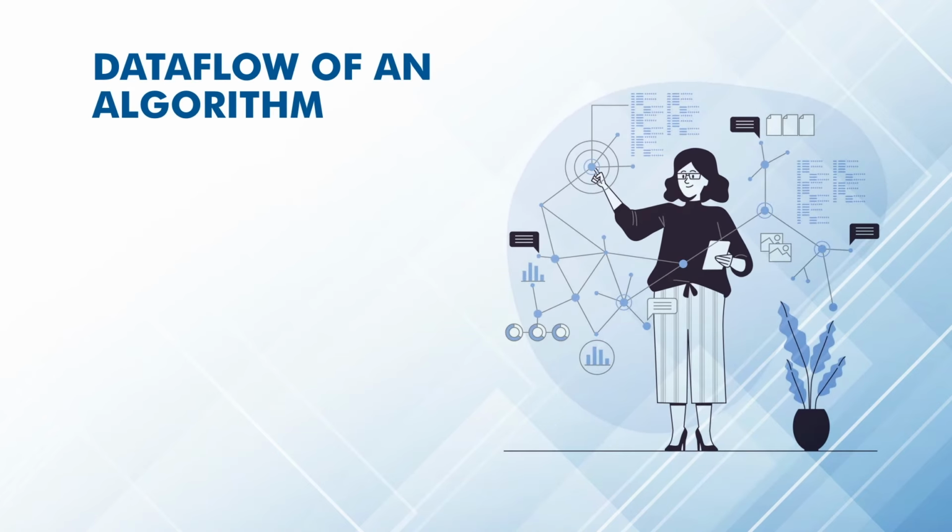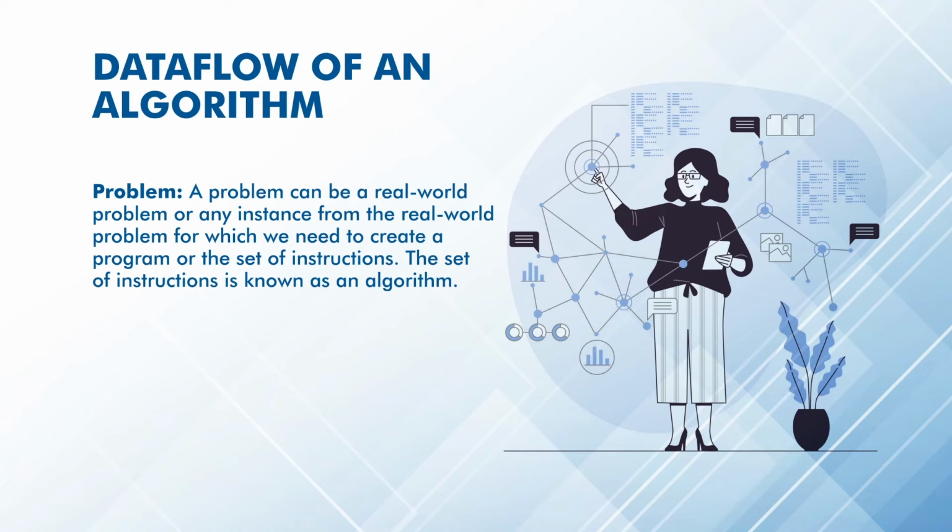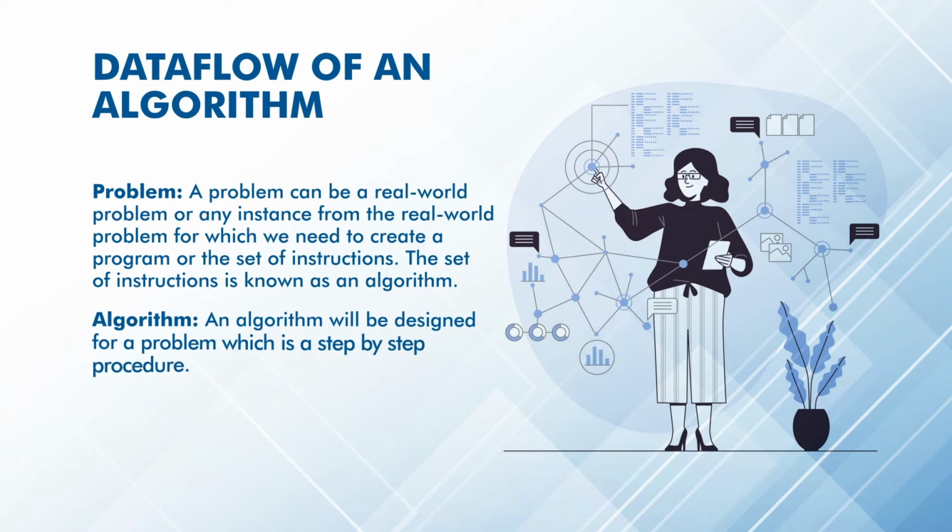What is the data flow of an algorithm? Whenever we make an algorithm, data flow is very important. What is the problem? A problem can be a real world problem or any instance from the real world problem for which we need to create a program or a set of instructions. The set of instructions is known as an algorithm. An algorithm will be designed for a problem, which is a step-by-step procedure.